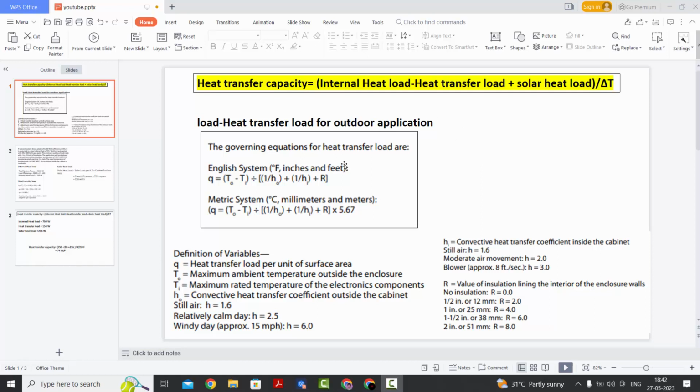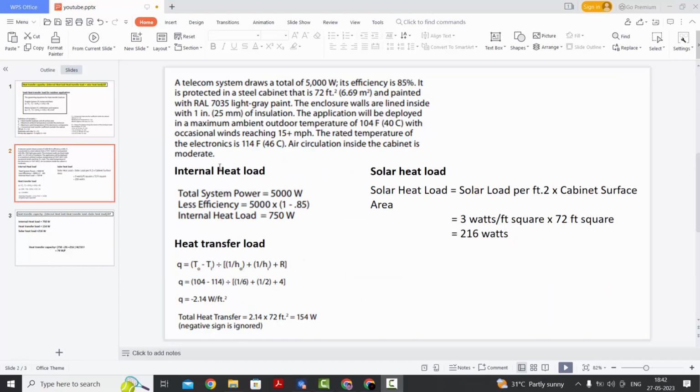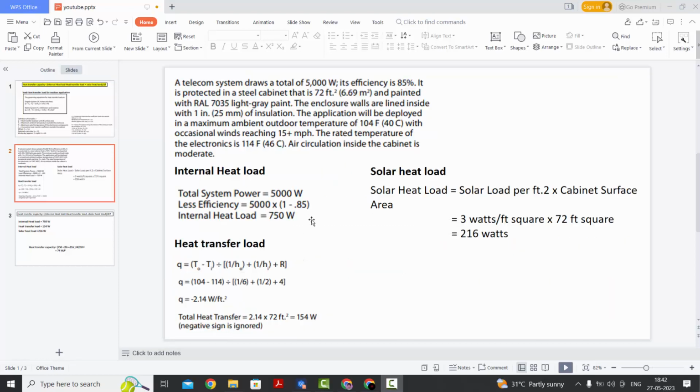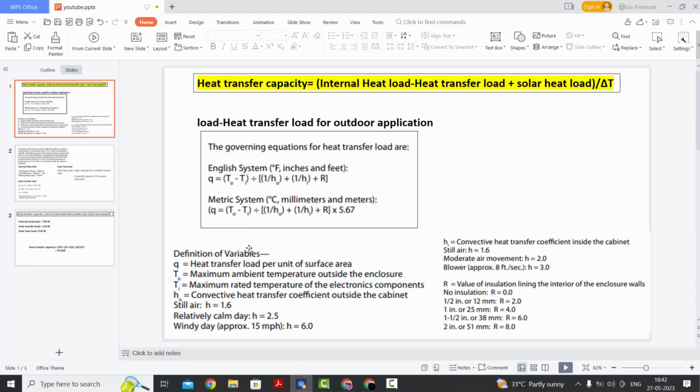Next, we need to find out the heat transfer load. Whenever we use the English system, the governing formula is Q equals (T0 minus Ti) divided by the whole term (1 by H0 plus 1 by Hi plus R). And when we use the metric system, we will use this formula. Let us try to understand what each term represents in this formula.